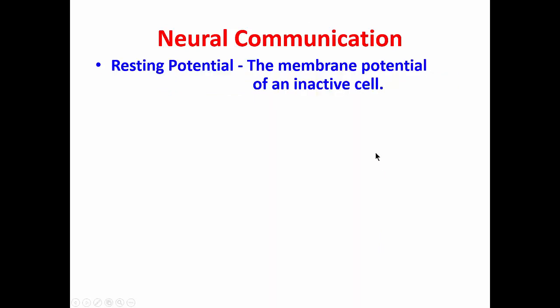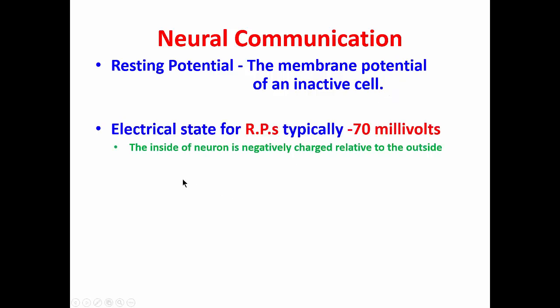Let's learn a few more terms before we take a look at a schematic of a neuron. One important term is the so-called resting potential. This is the membrane potential of an inactive cell. And when we speak of potentials, we're talking about the relative preponderance of positive ions versus negative ions, a simple difference score. The electrical state for a resting potential, typically in neurons, is around minus 70 millivolts, as an approximation.